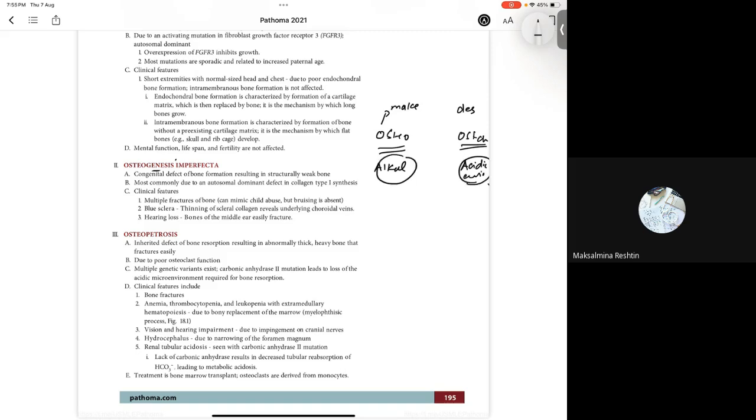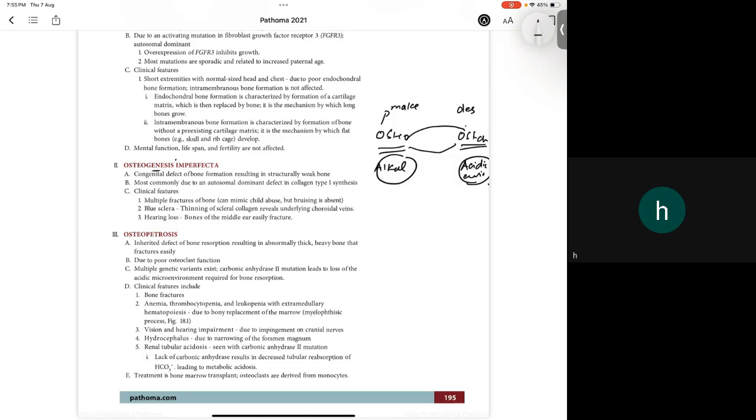Okay. So if we have an acidic environment, osteoclastic activity is going to be dominant. But for osteoclastic activity, we need osteoblasts, right? The RANK receptor, RANK ligand, remember?